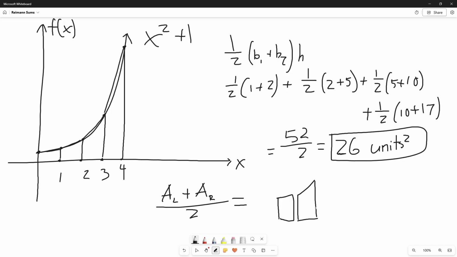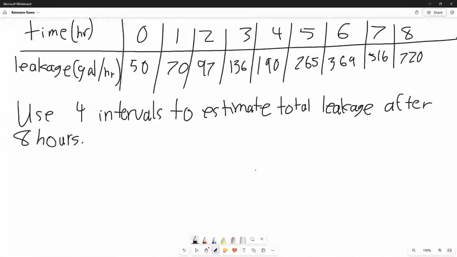So yeah, the trapezoid is going to be equal to your left rectangle and your right rectangle approximation methods divided by 2. So you don't have to do this area calculation every single time. But yeah. Now let's do a practice problem. And if you think you can do this one, then pause the video and do it. And in this problem, it says use 4 intervals to estimate the total leakage after 8 hours.